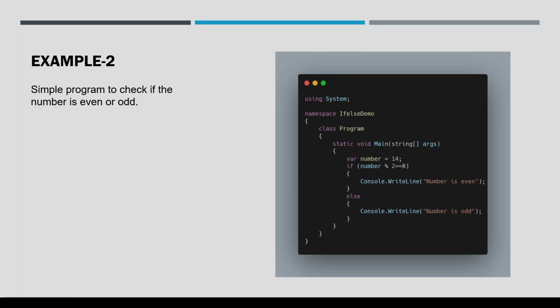Here is another program as an example which checks if a particular number is even or odd. If the number is divided by 2 and the remainder is 0, then the number is even, otherwise the number is odd. Try running this program on your machine by passing various even and odd numbers and check the output.